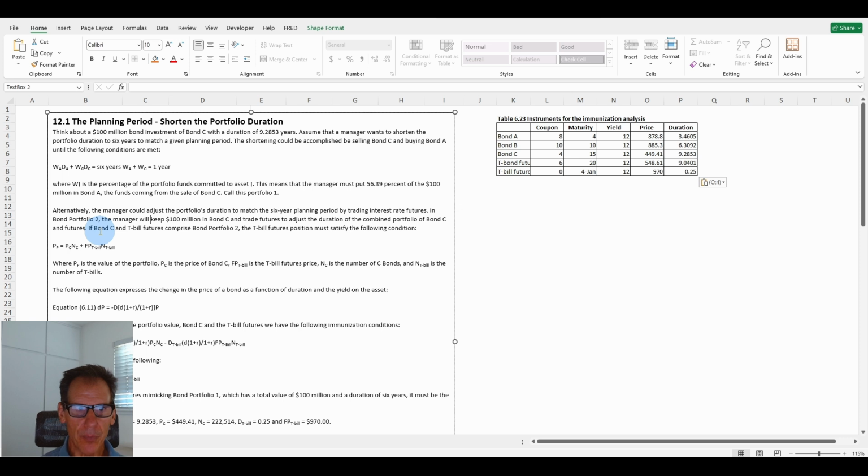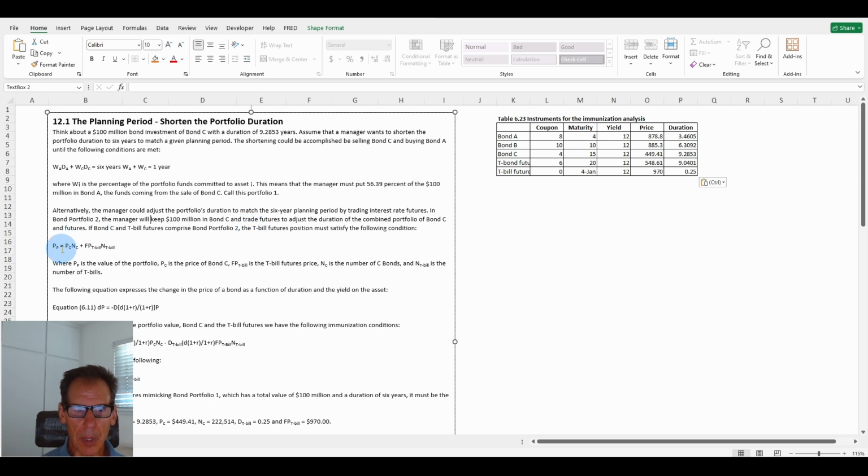In bond portfolio 2, the manager will keep $100 million in bond C and trade futures to adjust the duration of the combined portfolio of bond C and futures. If bond C and T-bill futures comprise bond portfolio 2, the T-bill futures position must satisfy the following condition.